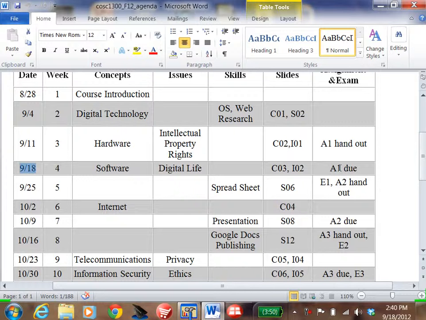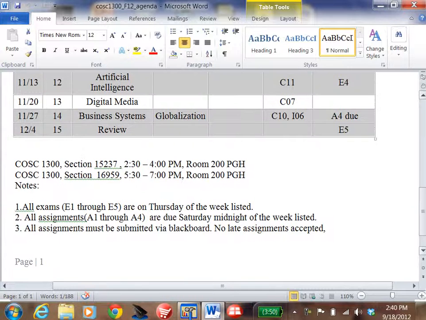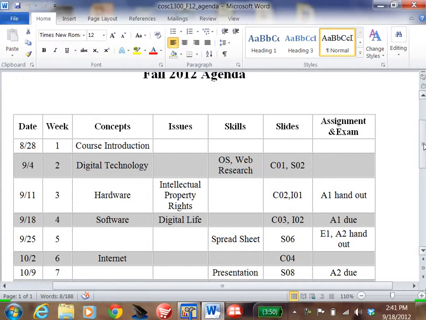Okay, what does it say here? All assignments, A1 through A4, are due Saturday midnight of the week listed. So assignments are never due on Tuesday. But it does say that A1 is due this week, which would mean it would be due this coming Saturday at midnight. But that's incorrect. It's going to be due next week.